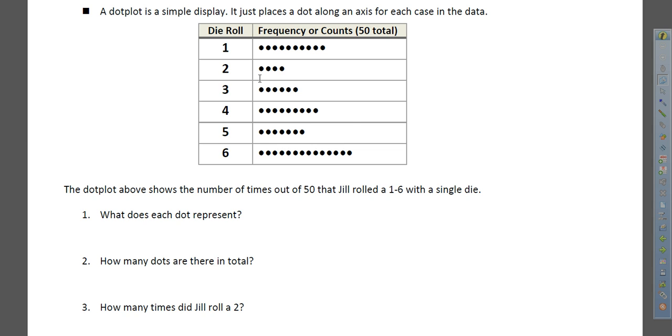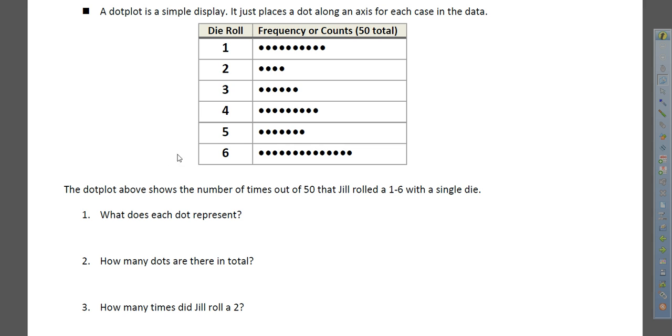Now this kind of just looks like a table, right? But just think of it as an axis with numbers, and in this case we're looking at die rolls. So the dot plot above shows the number of times out of 50 that Jill rolled a 1 to 6 with a single die. So we're just looking at die rolls, 1, 2, 3, 4, 5, 6, and then here we have the results. So think of that as kind of like a dot plot.